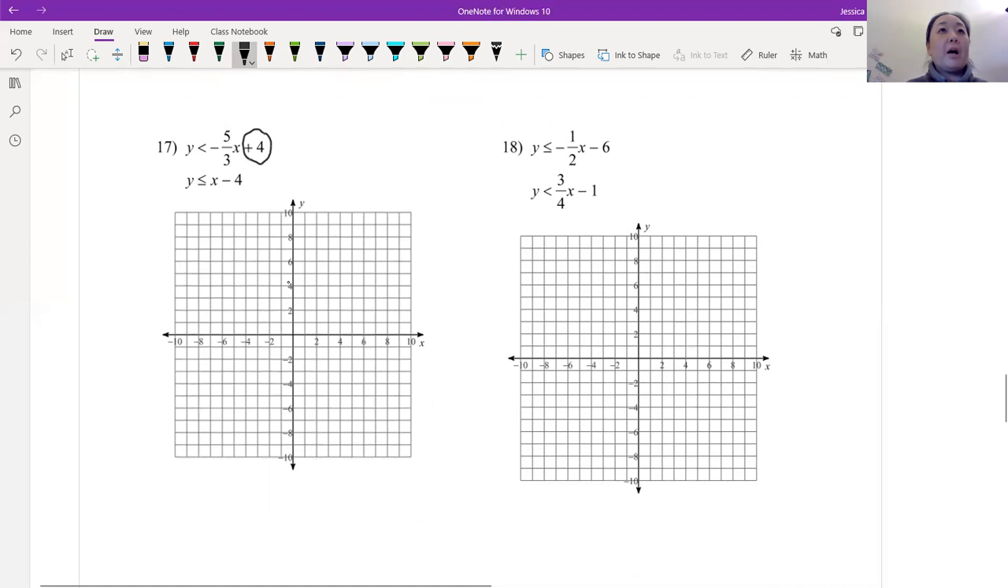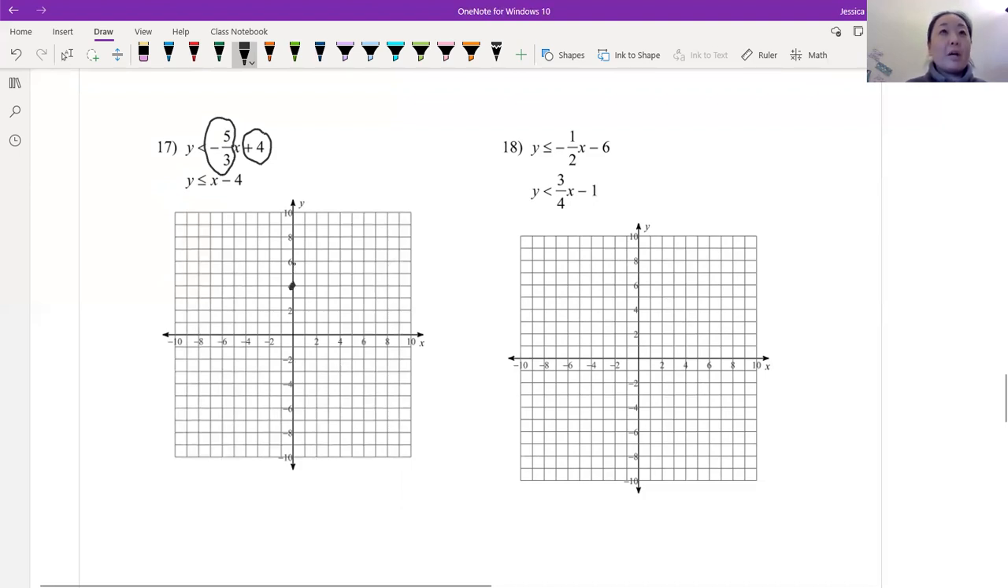All right, so we got here. This is 4. So here it's going to be at 4, and our slope here is -5/3, which means we can go up 5 and to the left, because left means negative, or down 5, which is the negative, and then to the right 3. So here we go.